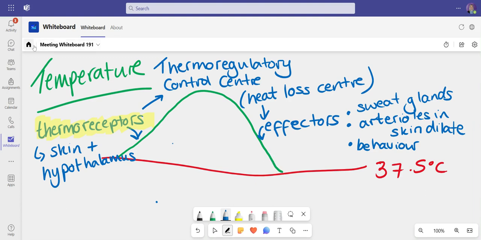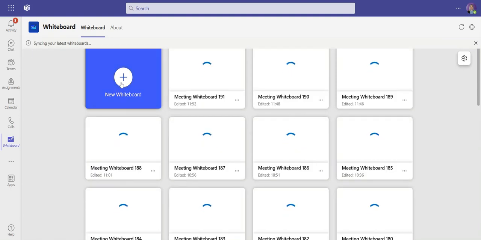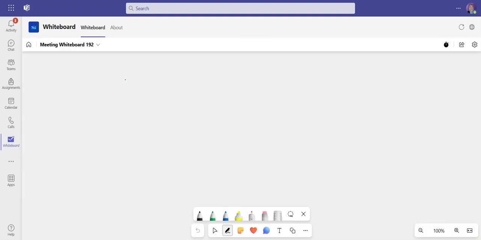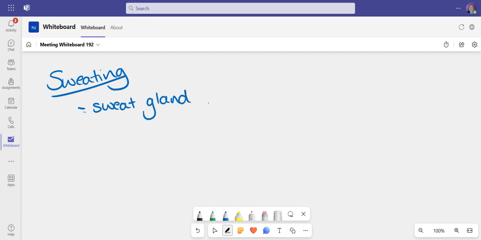So on the next slide, I'm just going to go through those cool down mechanisms, just to make sure we definitely know those. So the first one is sweating. How does sweating happen? How does it make us cool down? First of all, the sweat gland is activated. And then we get sweat on the surface of our skin.